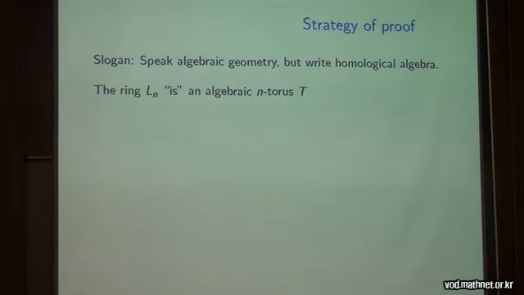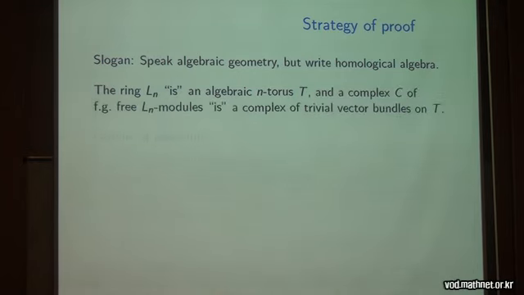So in this case, that works like that. I think of the ring Ln as an algebraic n-torus. I should probably say spectrum of Ln, and then I should also say let R be a commutative ring. But this is philosophy, not algebraic geometry. So think of Ln as an algebraic torus. A complex of finitely generated free Ln modules is actually a complex of trivial vector bundles on this torus.